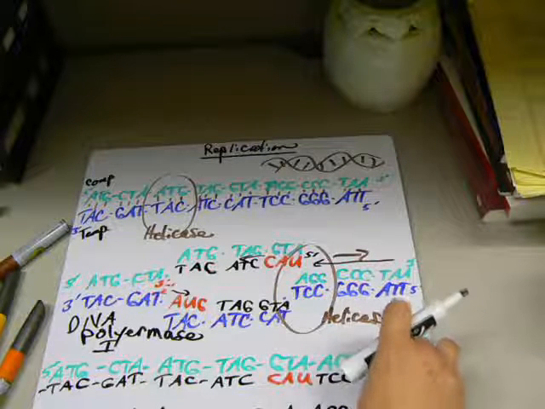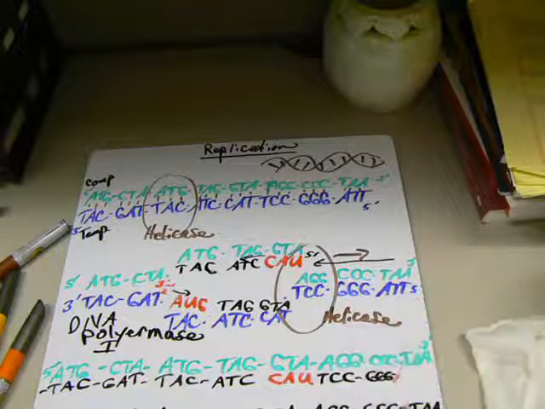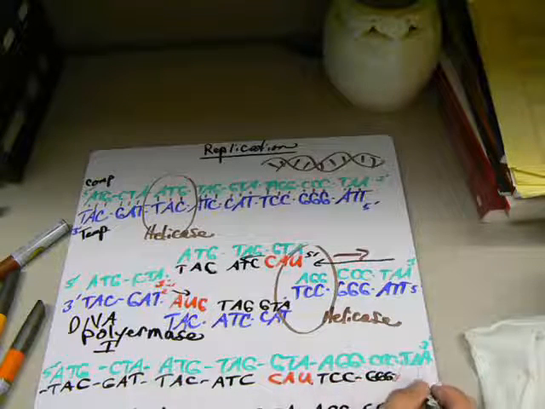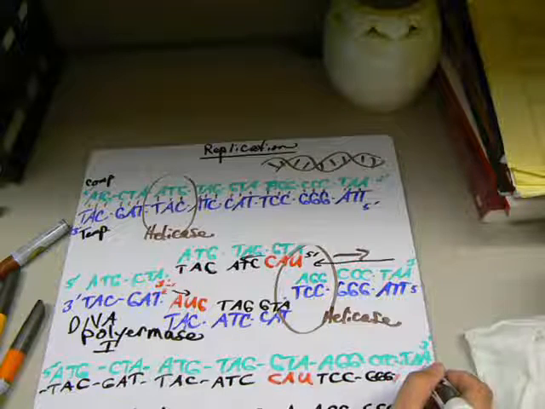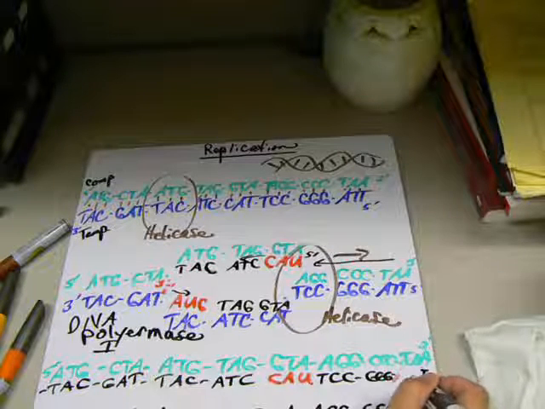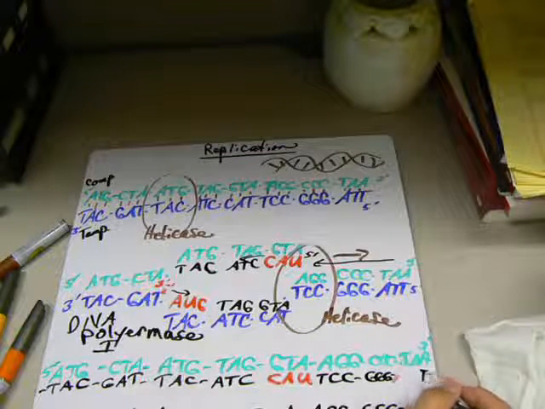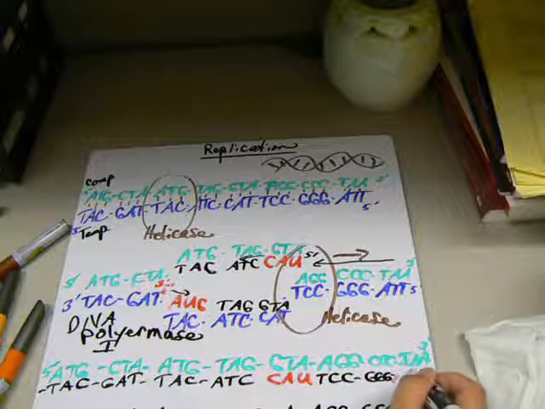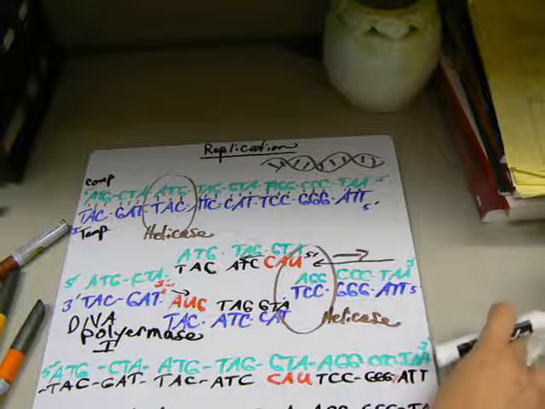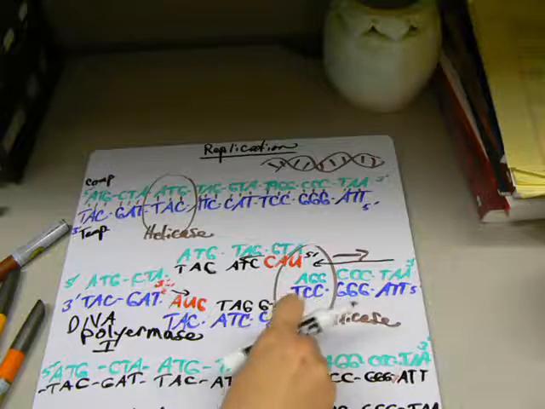And now it's going to come over here on this side and do the same thing. We've got more primers on the lagging strand, so we're going from 5' to 3', so we're going to put a T in there, and we're going to put another T and an A. Now we got to get rid of this primer.